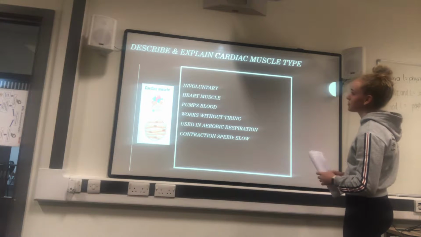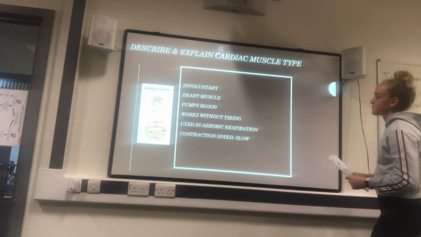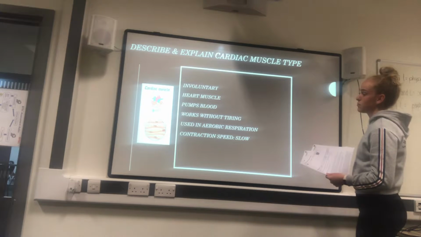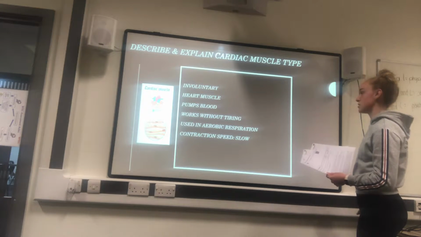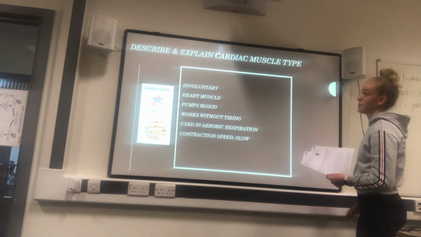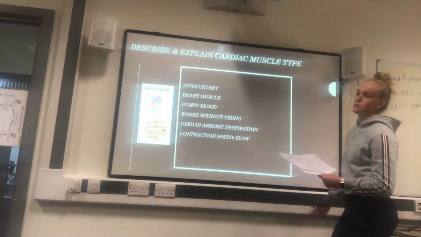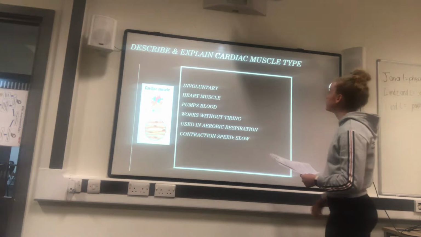So the cardiac muscle, it's involuntary. It's the heart muscle, it pumps blood around the body. It works without tiring and it's used in aerobic respiration. Its contraction speed is slow. Involuntary means it does it without us choosing to do it. Next.